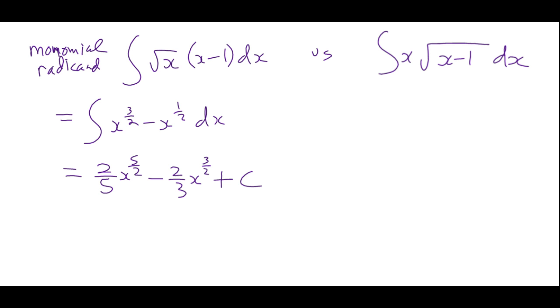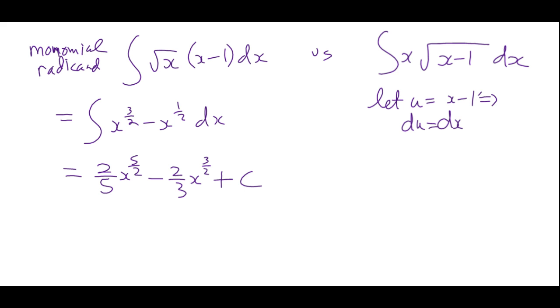We're going to let u equal x minus 1. If we do that, then this becomes a monomial radicand, and we just did one with a monomial radicand. So we're going to do kind of the same thing. But as soon as we say let u equal, we have to ask, what's du? It's just 1 dx.